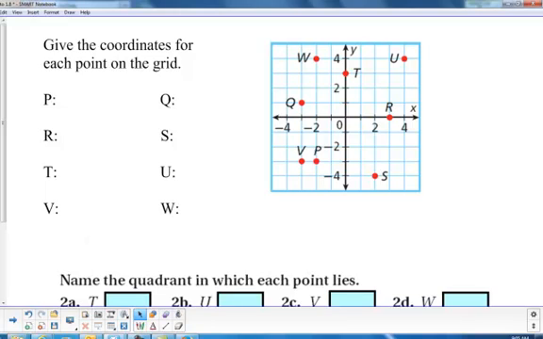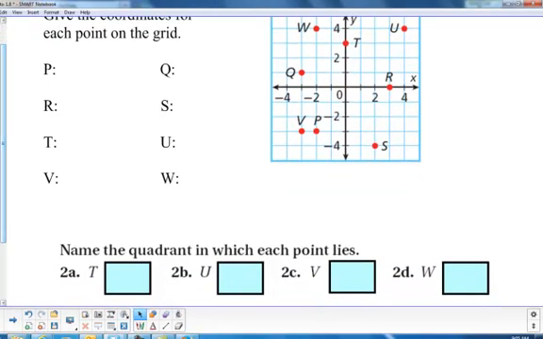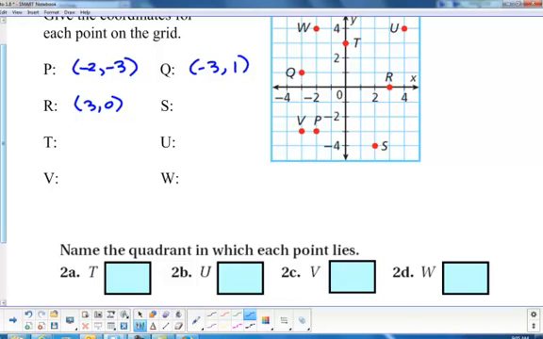So let's go ahead and look at this graph and see if you can answer all of the questions on this page. Go ahead and hit pause. We'll go over them in just a second. Okay. For P, you should have put negative 2, negative 3. Q, negative 3, 1. R is over 3 up 0. S is over 2 down 4.